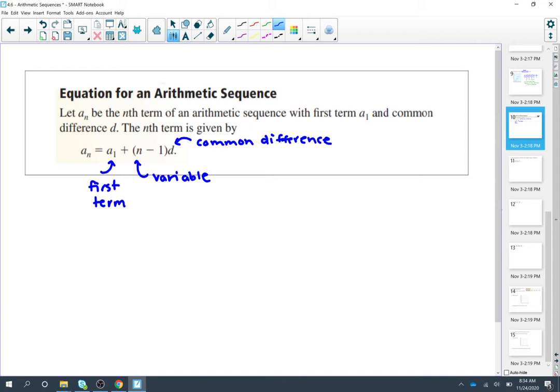Now, I like this. It's very nice. But honestly, if we're dealing with arithmetic, didn't we say that arithmetic is linear? And don't we already know the equation of a linear function? So really, what we're dealing with here is y equals mx plus b. And we're going to do both of these, and then you're going to get to choose which one you like the most.